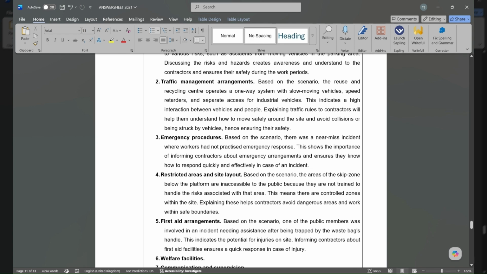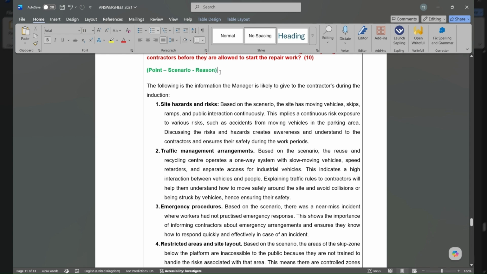Emergency procedures, that's the next point. Based on the scenario, there was a near miss incident where workers had not practiced emergency response. This shows the importance of informing contractors about emergency arrangements and ensures they know how to respond quickly and effectively in case of an incident. Why? Because emergencies are not planned. This earns you a full complete mark with this golden answering technique that I've given you up here.